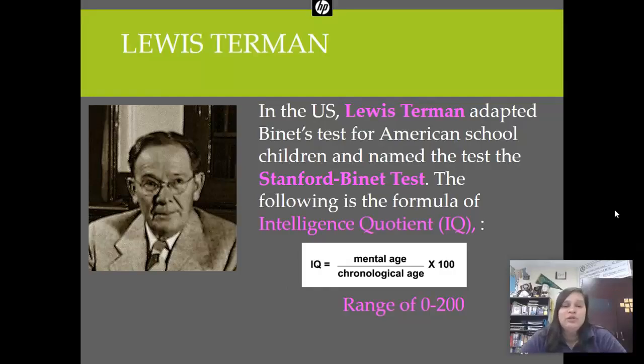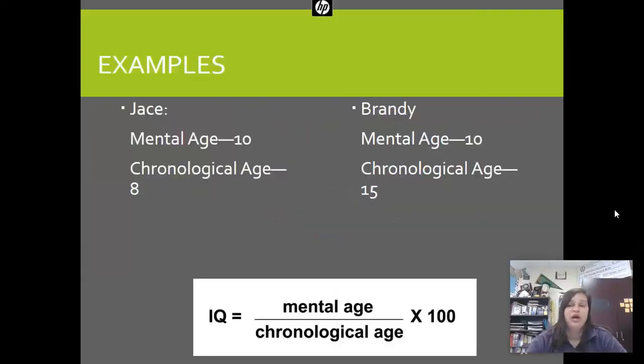Lewis Terman would adapt the Simon Binet test for the US at Stanford University. So his test became the Stanford Binet. And from this, you were able to get an intelligence quotient or the IQ. So the IQ formula is your mental age divided by your chronological age times 100. And the mental age came from your score on the Stanford Binet test. So IQ could range between 0 and 200.